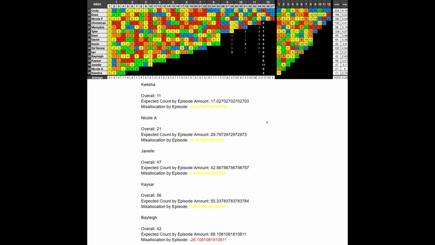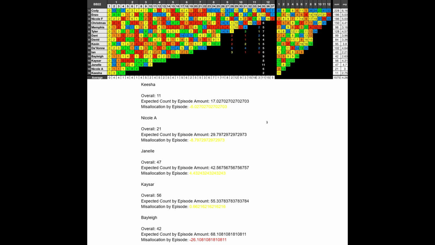Janelle got 47 diary rooms, and her expected count by episode amount is 42.56, causing for a misallocation amount of 4.43. Kaser got 56 diary rooms, and his expected count by episode amount is 55.33, causing for a misallocation amount of 0.66, so he has one of the most balanced allocations out of everyone on the shows thus far, or one of them.